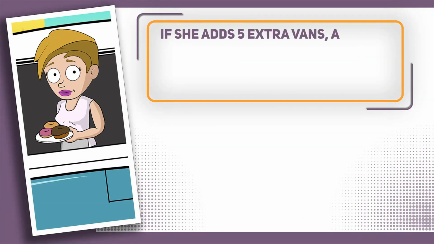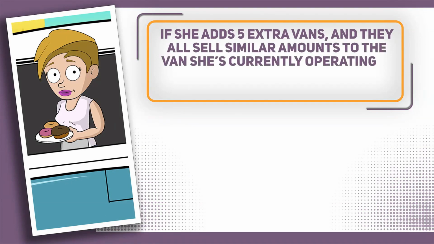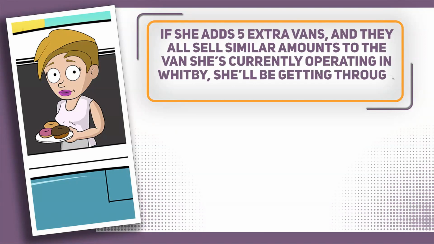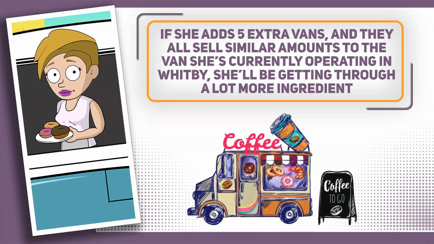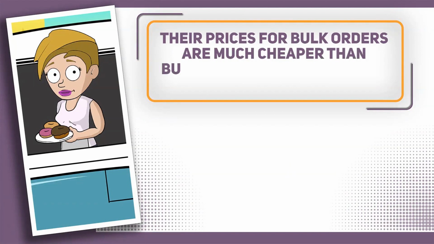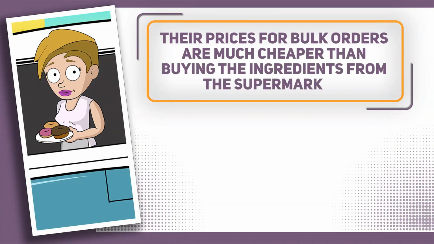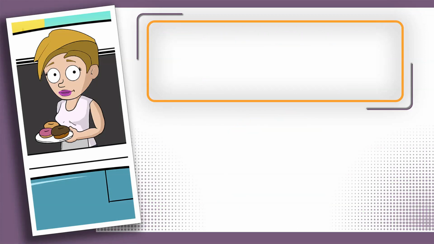She knows that if she adds 5 extra vans, and they all sell similar amounts to the van she's currently operating in Whitby, she'll be getting through a lot more ingredients, and it will be worth her while to order from the wholesaler. Their prices for bulk orders are much cheaper than buying the ingredients from the supermarket. As we have already discussed, savings from buying inputs such as ingredients in bulk are called purchasing economies of scale, and Lottie is likely to achieve this by opening another 5 vans.